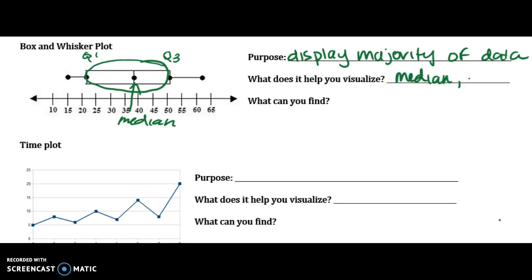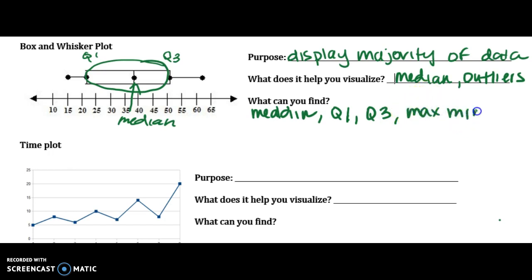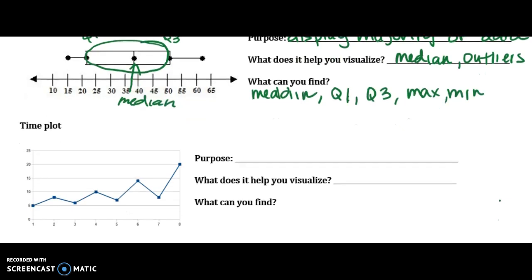And it can also, again, help you see where the majority of the data is inside the box. It also can help you see outliers. And from a box and whisker plot, you can always find the median, and your quartile 1 and your quartile 3 and your max and your min very easily. Without knowing a lot of other data, you can't really figure out what the mean is or the average. So it's really just telling you how your data looks in comparison to other things.